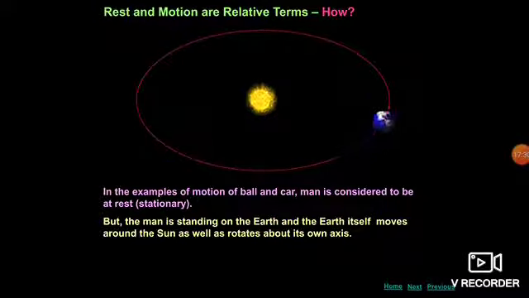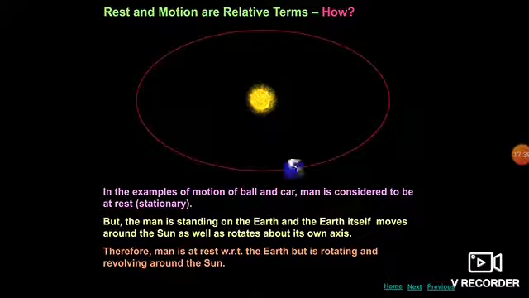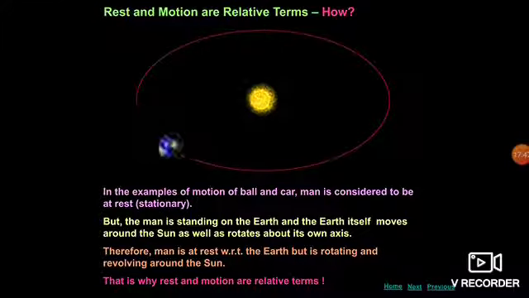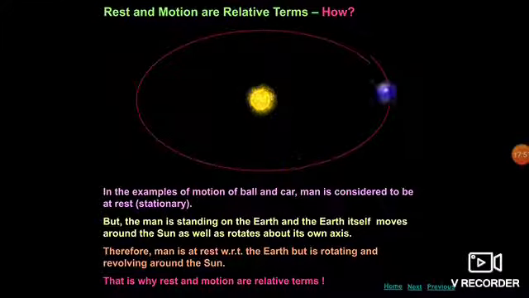But the man is standing on the earth, and the earth itself moves around the sun as well as rotates about its axis. Therefore, the man is at rest with respect to the earth but is rotating and revolving around the sun. That is why rest and motion are relative terms. It is very much clear with this example.